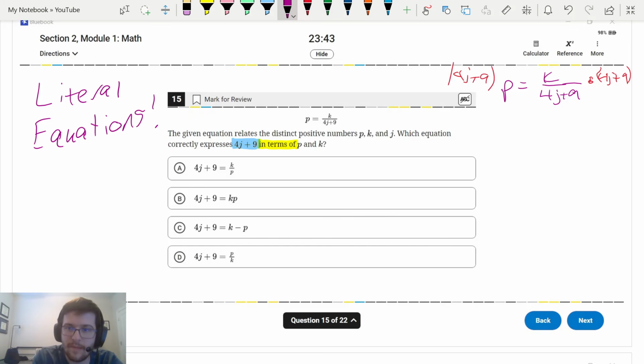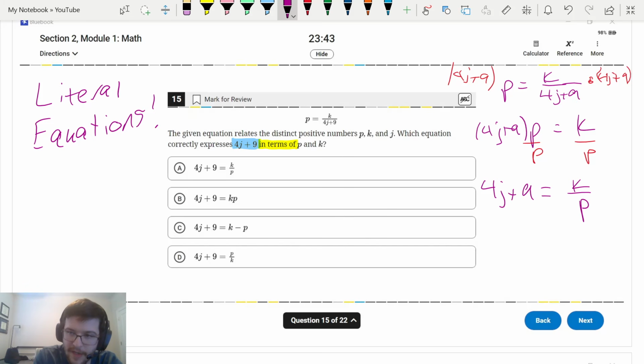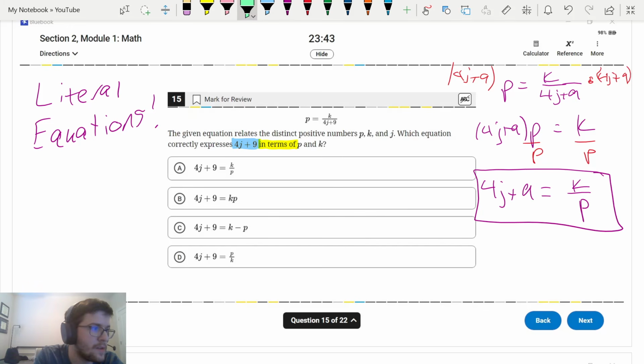And I get 4j plus 9 times p equals k. Now I'm going to move the p, so I'm going to divide both sides by p. And I get 4j plus 9 equals k over p. And that's the answer, A.